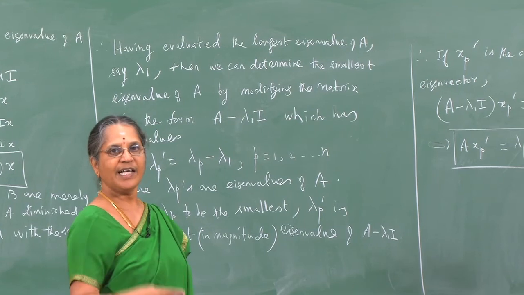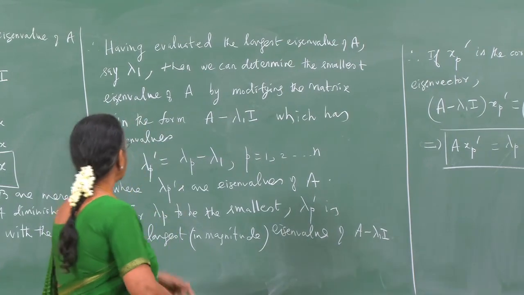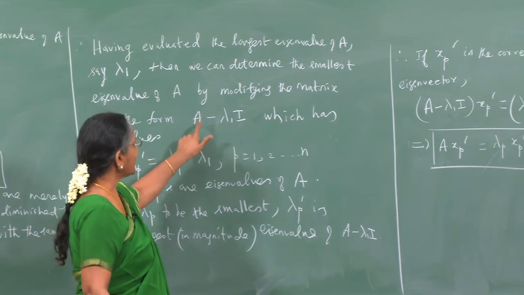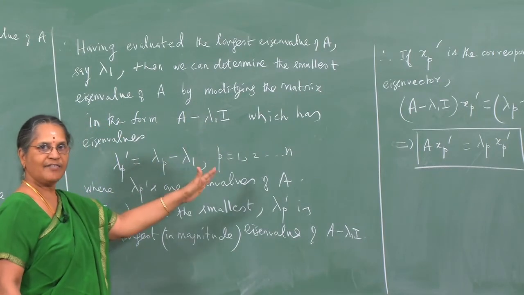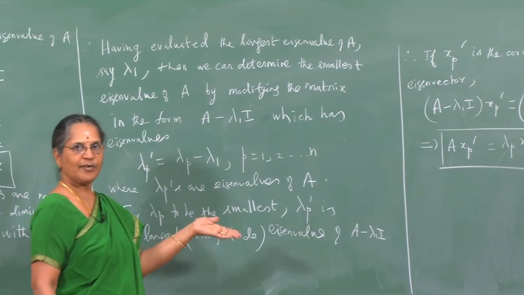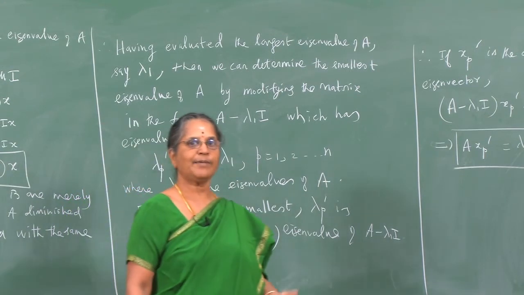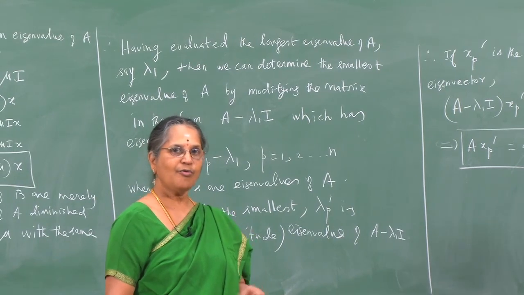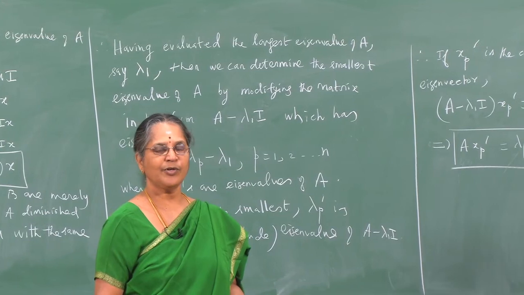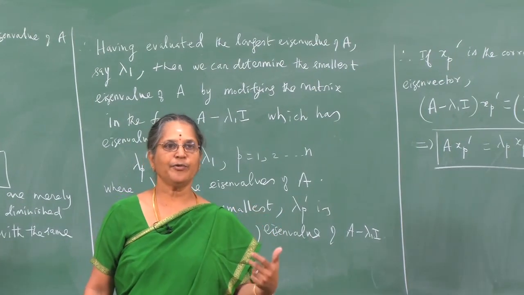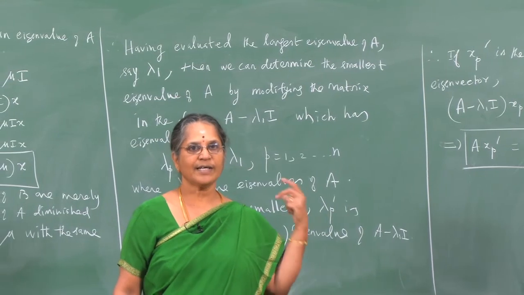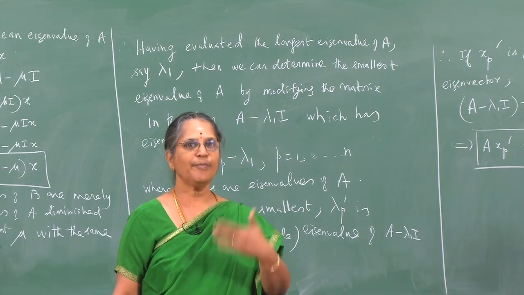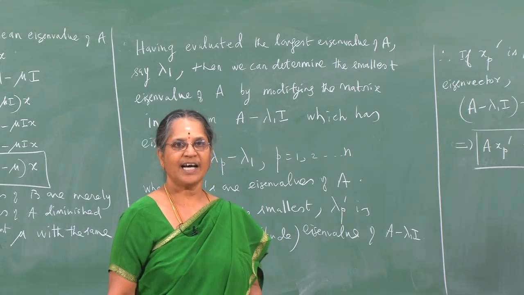What is the associated eigenvector? You compute the eigenvector associated with lambda p dashed for the matrix A minus lambda 1 I. That eigenvector is the eigenvector associated with the smallest eigenvalue lambda p of the matrix A. So, that completes our discussion on how we can get the smallest eigenvalue. The method does not involve computation of the inverse of the matrix A. So, it is much easier to work out, because you again apply the power method to a new matrix, and therefore, the computations are very simple.